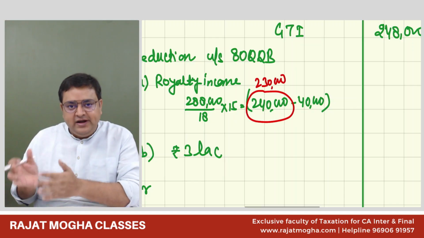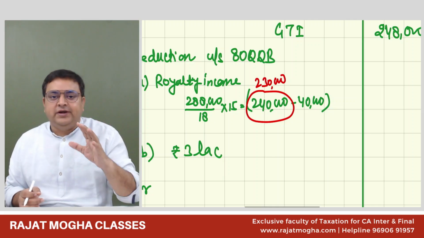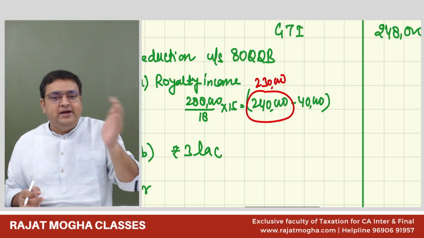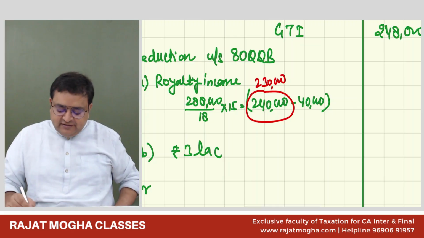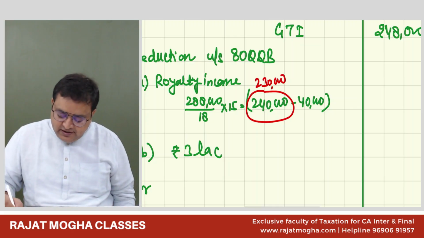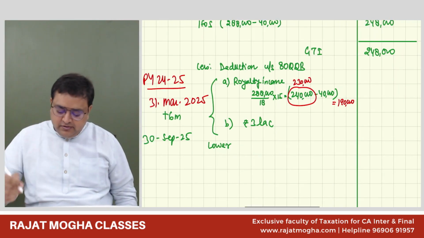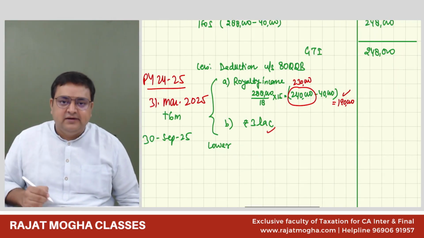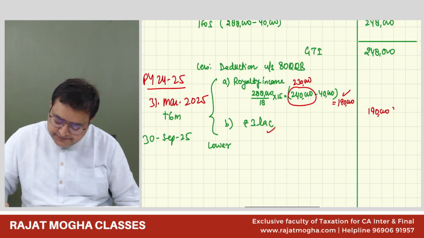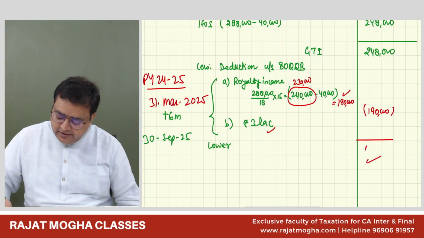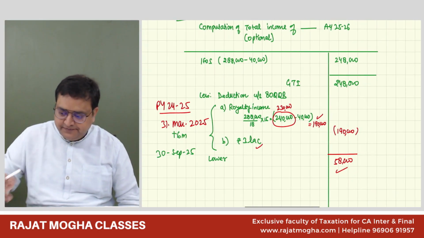Whatever royalty I have received, first of all, it should not be more than 15%. So 15% comes to 240. Then the second thing, the royalty which I am receiving should be within 6 months. Within 6 months, we have received only 230. So 230 minus 40 becomes 190. Understood, guys? Now 190 or 3 lakh, whichever is lower. So we will get 1,90,000 reduction, and the remaining 58,000 is your total income. Please write it. Let me know once done.